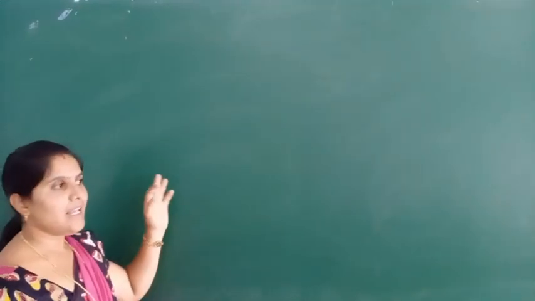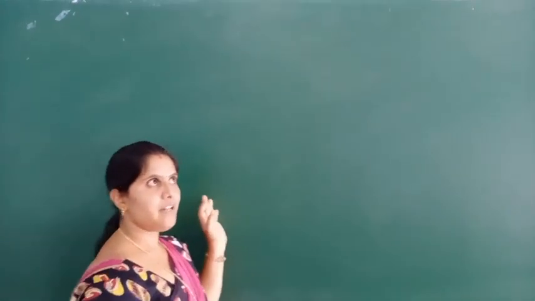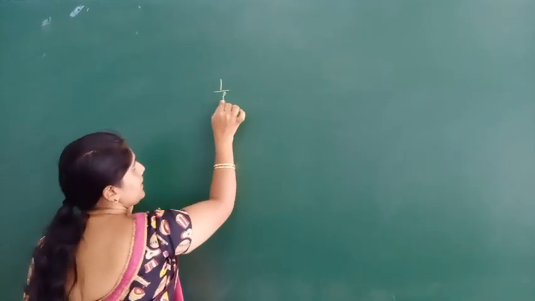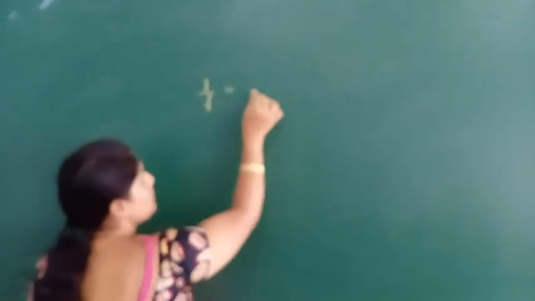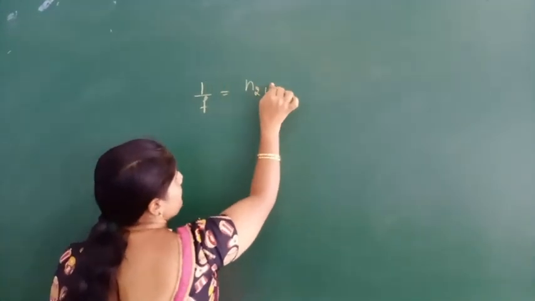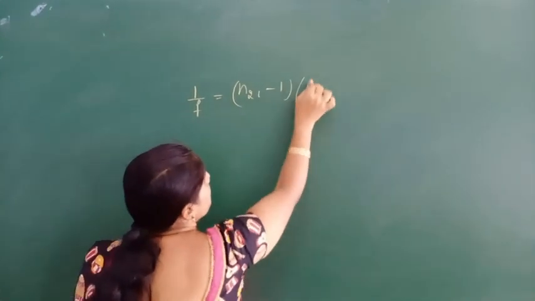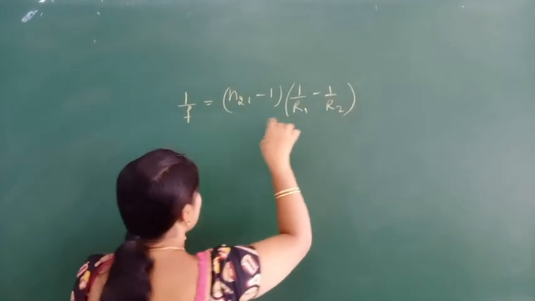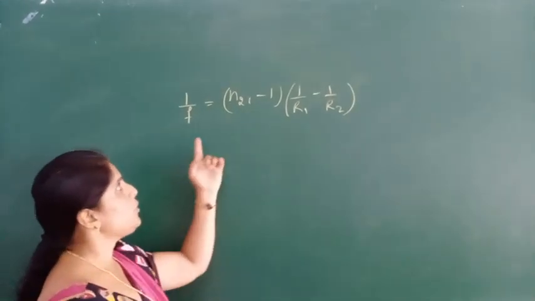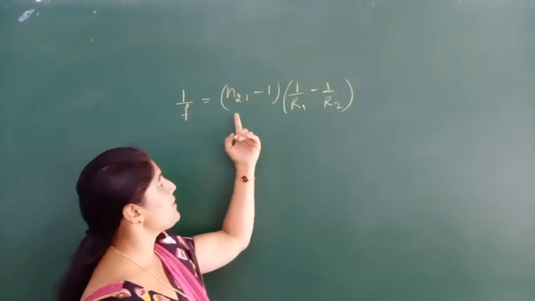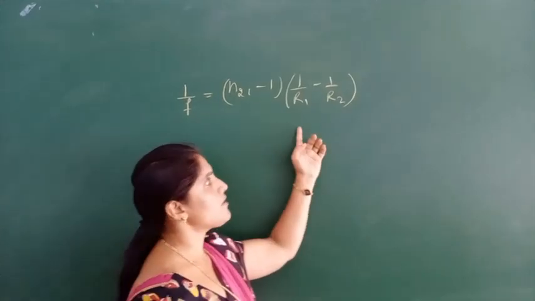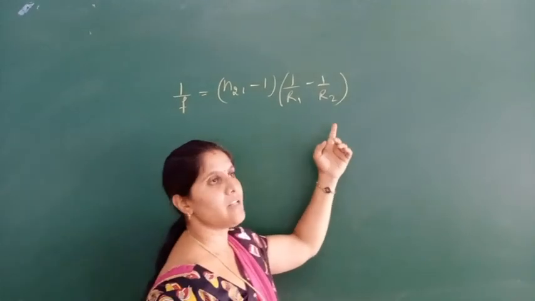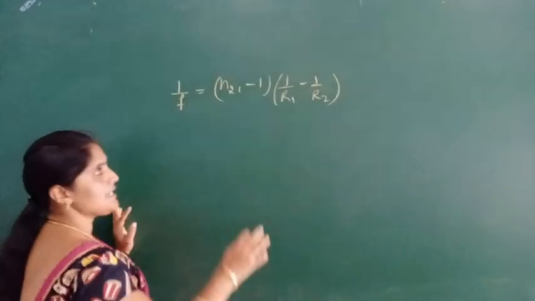Dear students, in the previous session we derived an expression for the lens maker's formula, that is 1/f = (n21 - 1)(1/r1 - 1/r2). Here f is the focal length, n21 is the refractive index of the second medium with respect to the first medium, r1 is the radius of curvature of the first surface, and r2 is the radius of curvature of the second spherical surface.